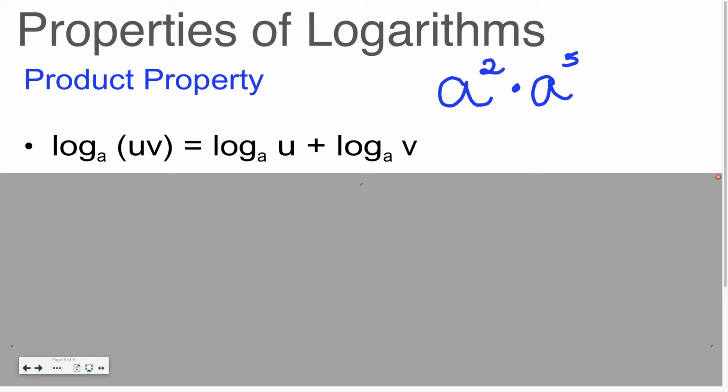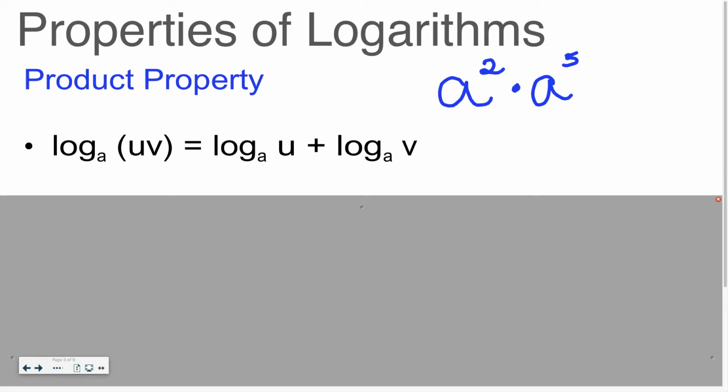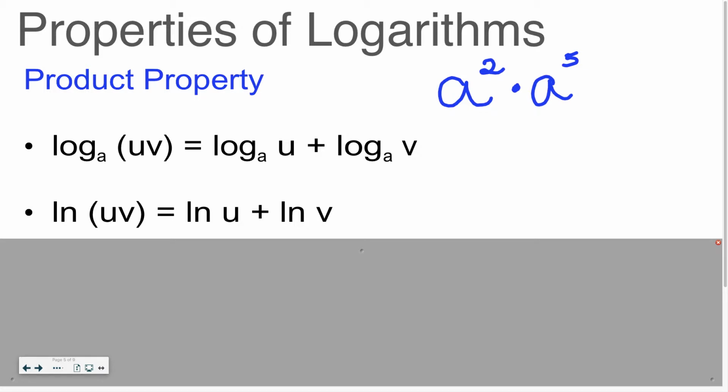Please understand that log base A means any base. So base E would also work, but I don't think you need to actually write this down because log base A is encompassing all logarithms. Natural log is just log base E. Okay, I'm just trying to save us a little bit of time.